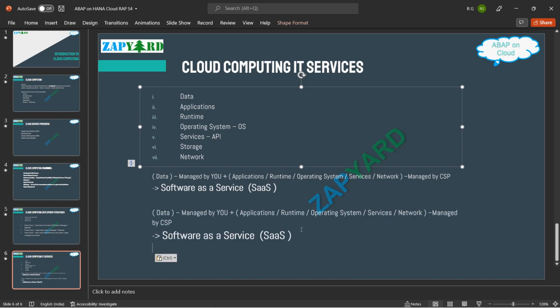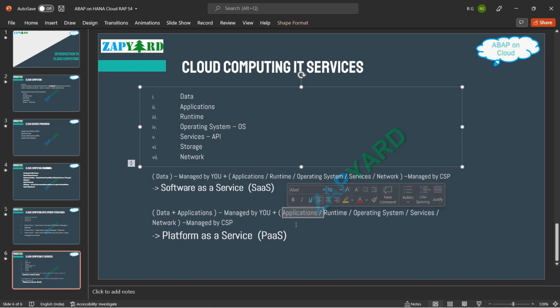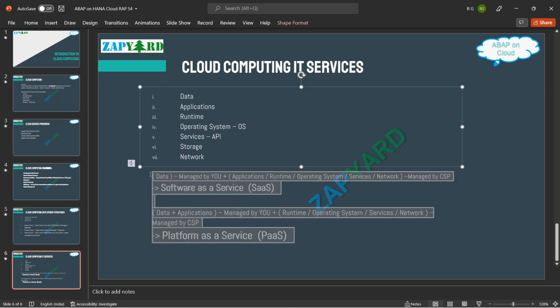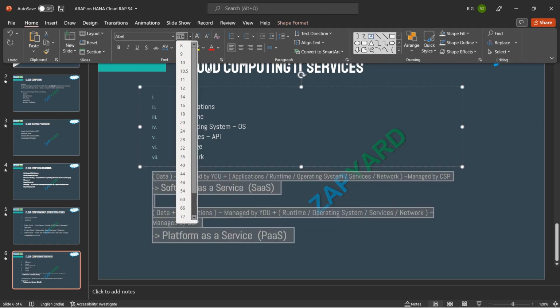So let us define the second, which is platform as a service. So what happens in platform as a service? In short form, it is known as PaaS. In this case, data along with applications are managed by the company which is implementing the digital product, or the services, or the landscape of the ERP. In that case, it is known as platform as a service.